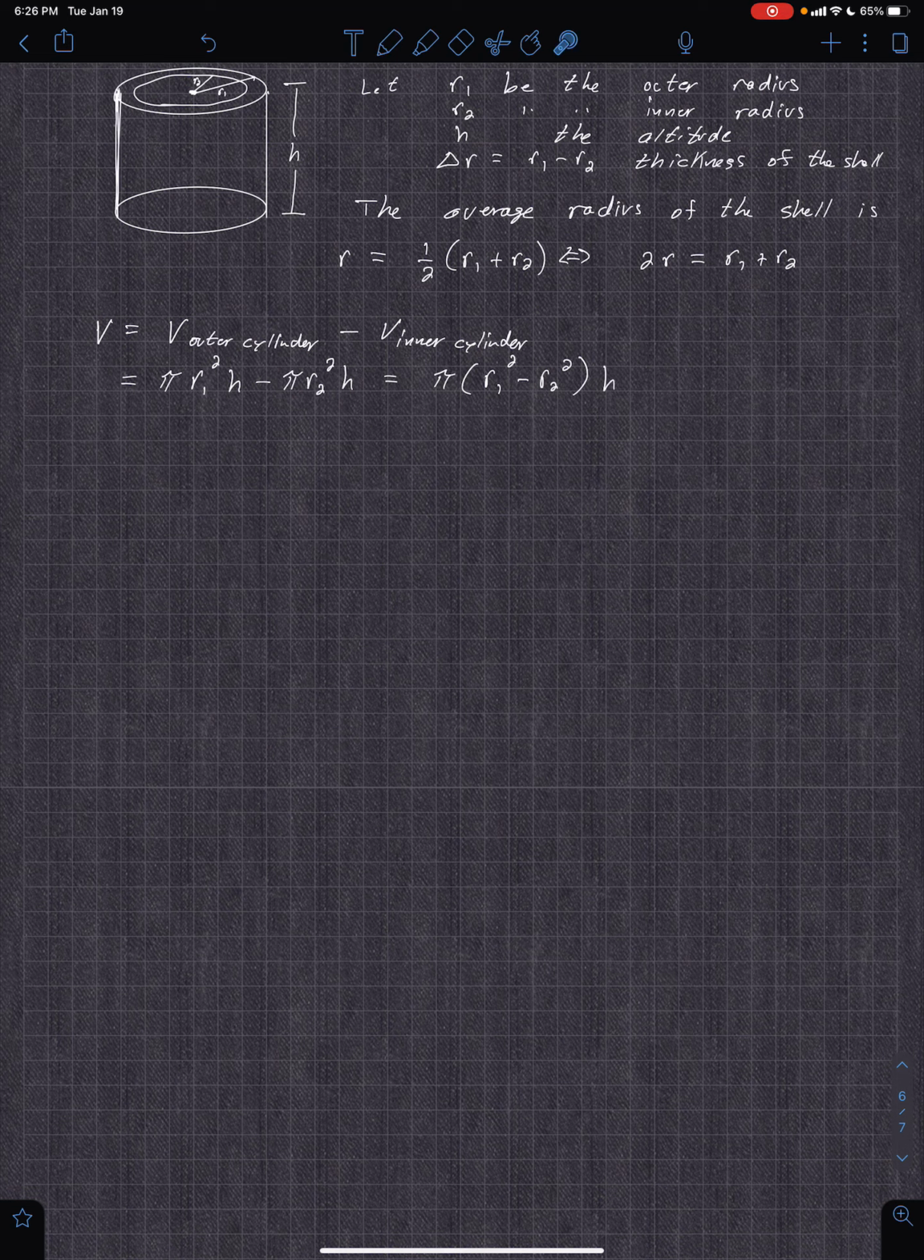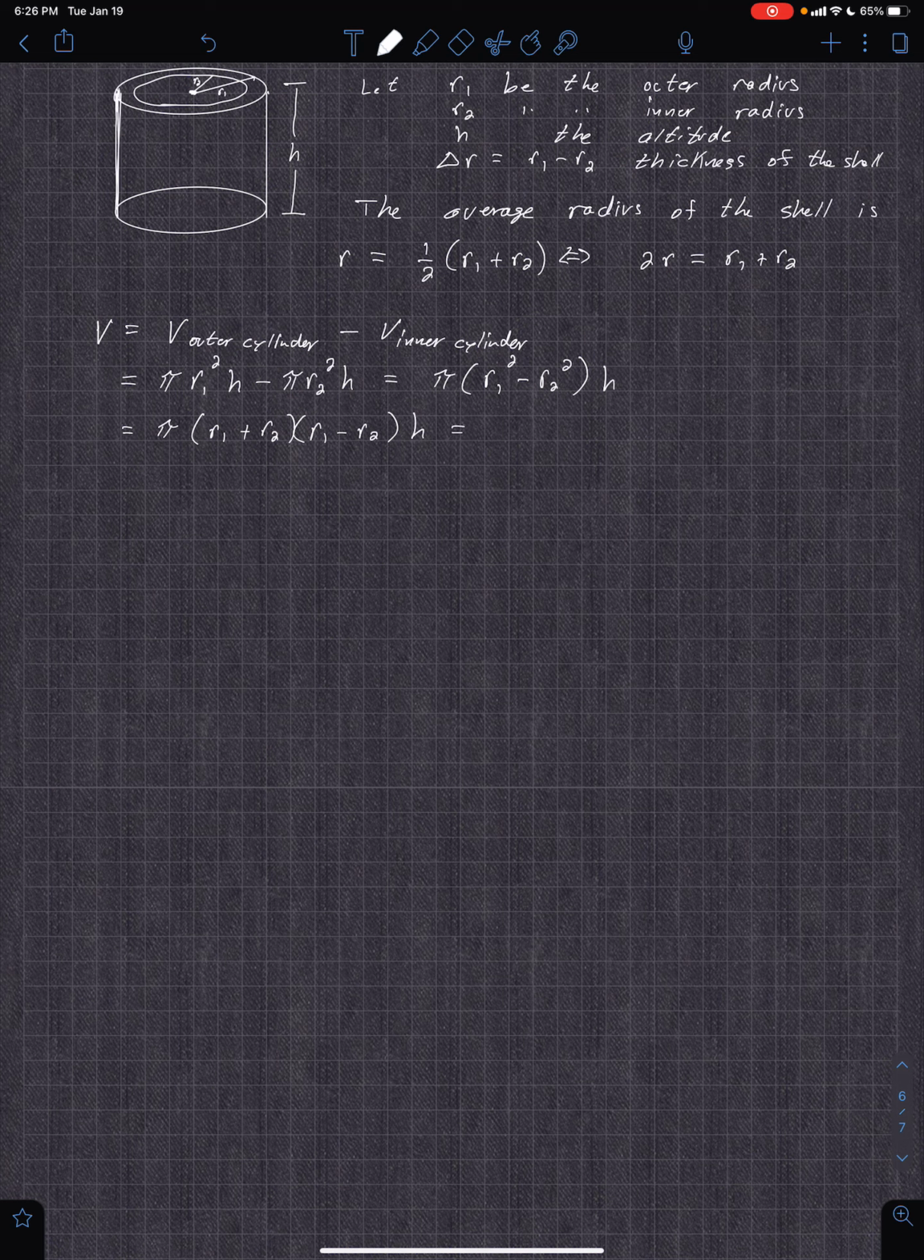Now, do you recognize how to factor this thing? Right, that's a difference of squares. So that's going to be pi times r1 plus r2, r1 minus r2, times h. Now, what is r1 plus r2? Ta-da! It is the average radius. Isn't that cool? Gotta love math.